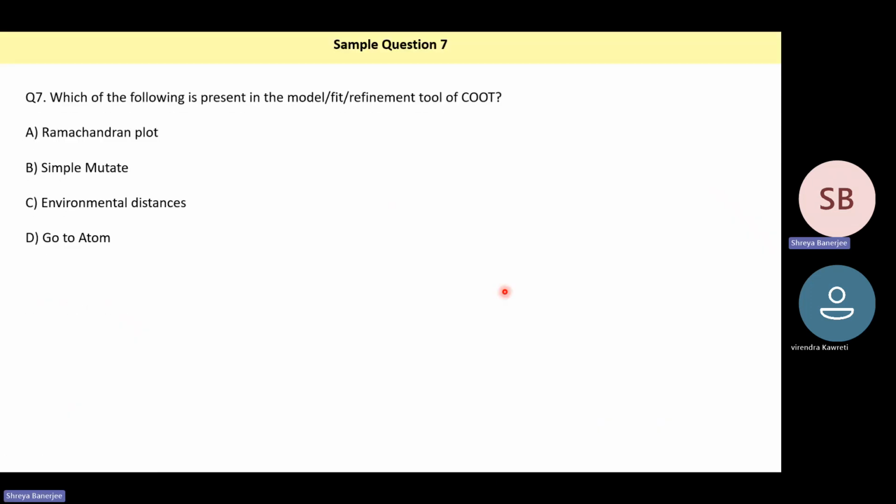The next question is asking, which of the following is present in the model fit or refinement tool of COOT?